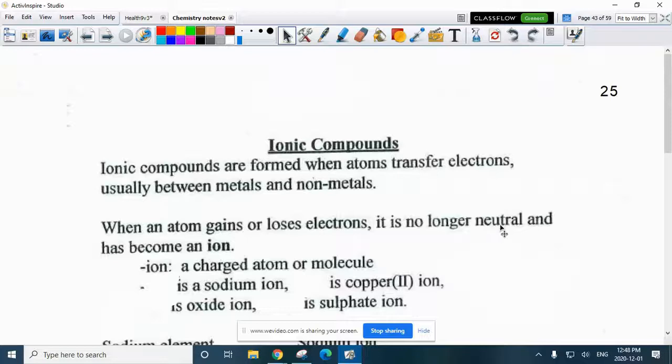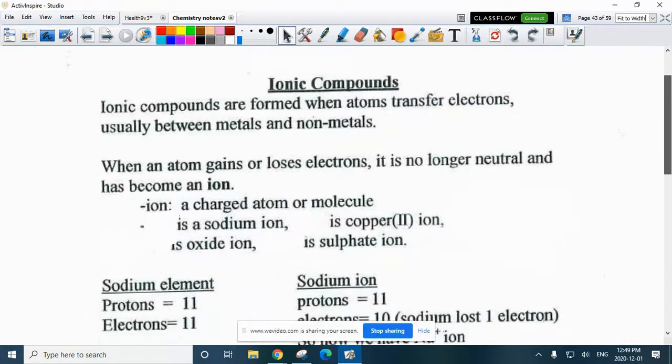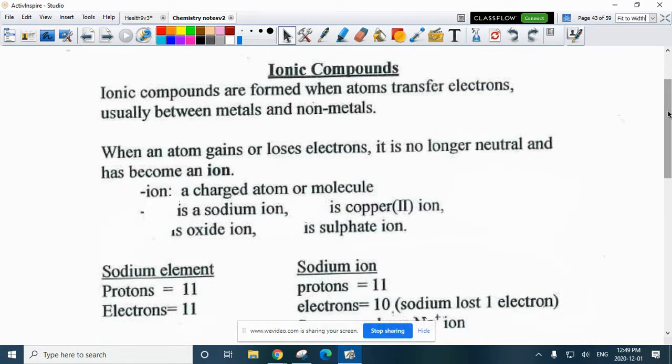All right, so here we are, outcome number 4. Let's go with part 2. So we've already done molecular compounds. Now we're going to look at ionic compounds. Ionic compounds are formed when atoms transfer electrons, usually between a metal and a nonmetal. When an atom gains or loses electrons, it's no longer neutral and it becomes an ion.